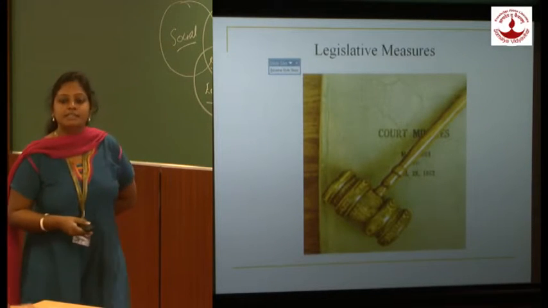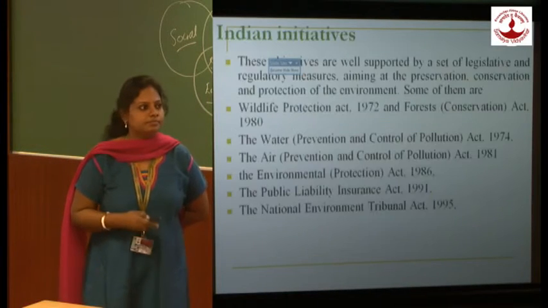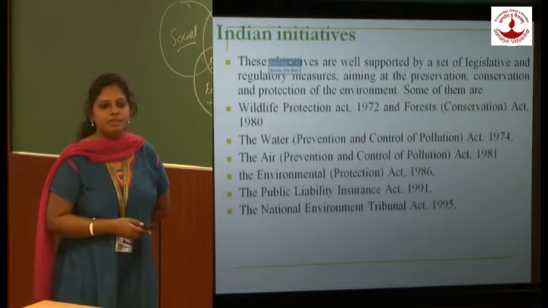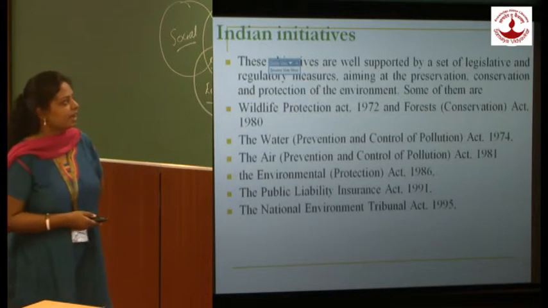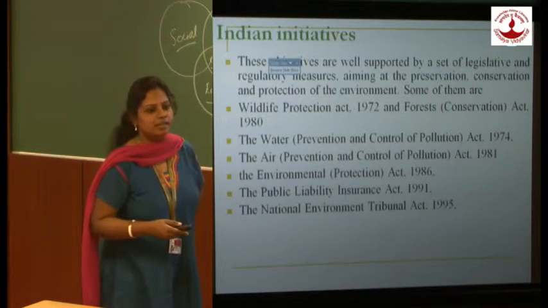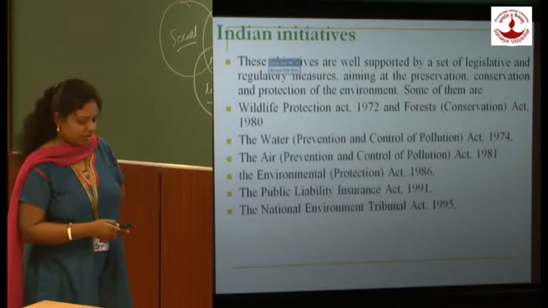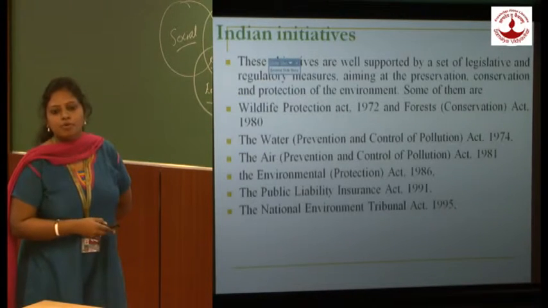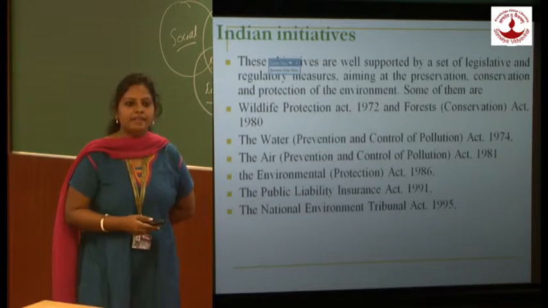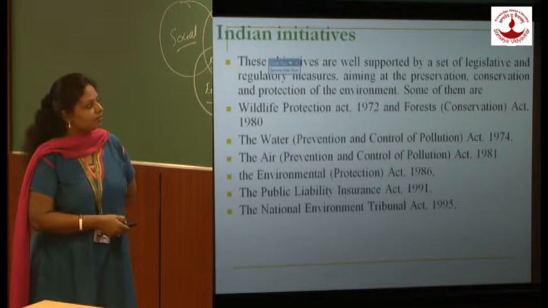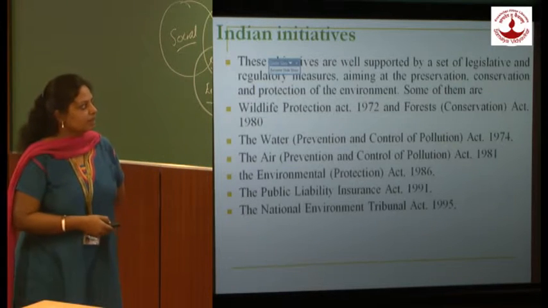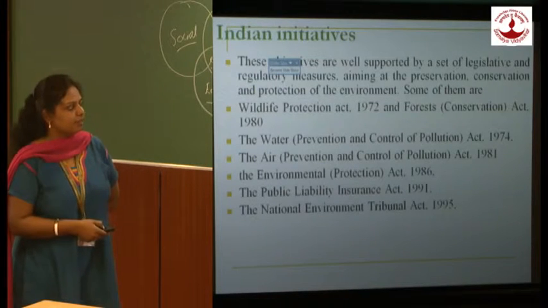Now we look at some of the legislative measures. What were the legislative measures? Earlier we had only a few acts: the Wildlife Protection Act, the Prevention and Control of Air Pollution Act, and then the Water Pollution Prevention and Control of Pollution Act. But there were a few limitations. It was observed that cases were delayed and prolonged, and we could not penalize those people because of having only two acts. Then the Environment Protection Act was initiated, and this addressed most of our environmental problems. We also have the Public Liability Insurance Act and the National Environmental Tribunals Act.